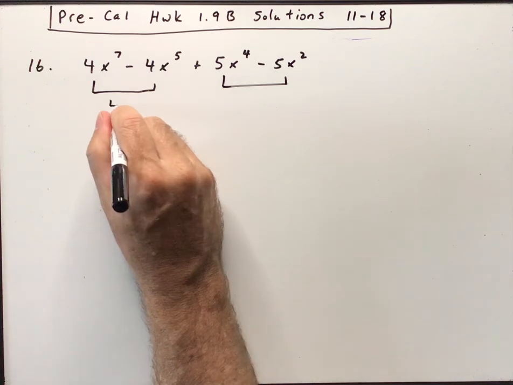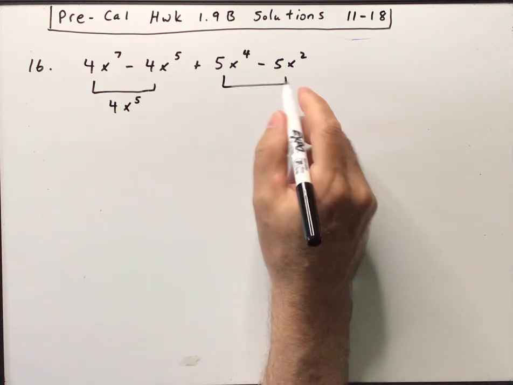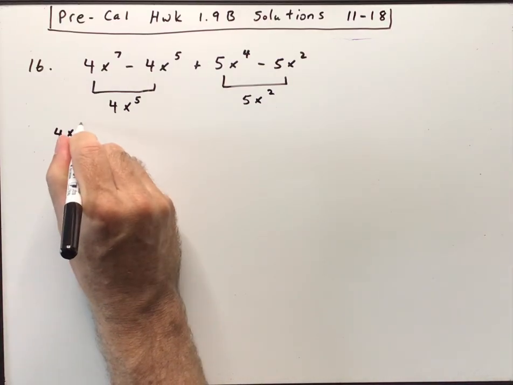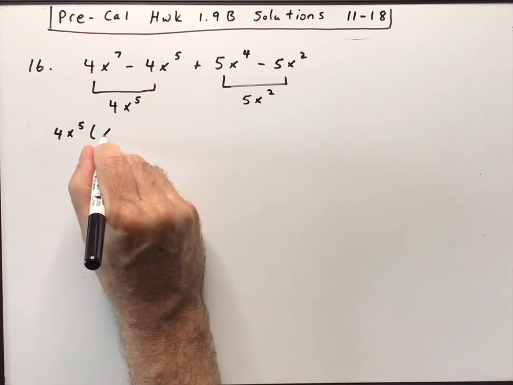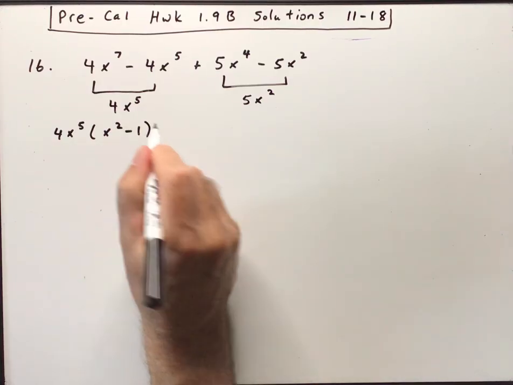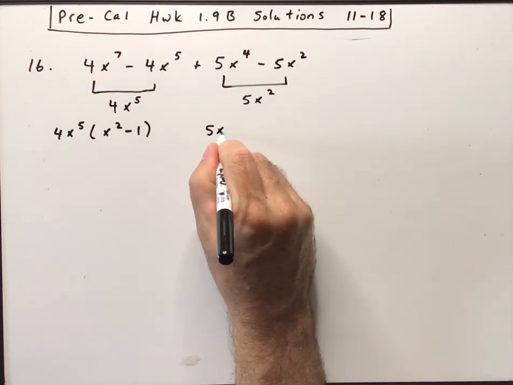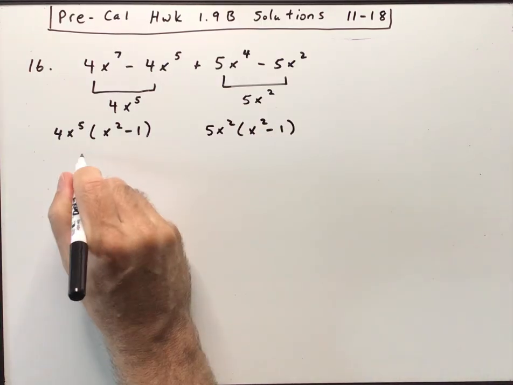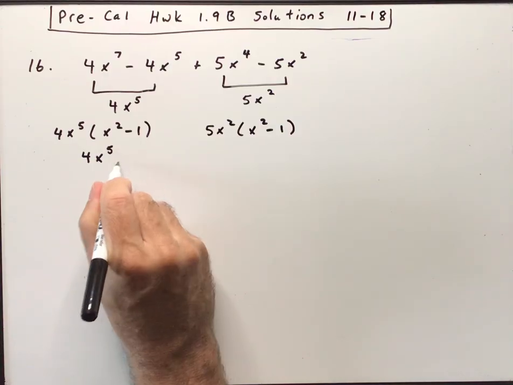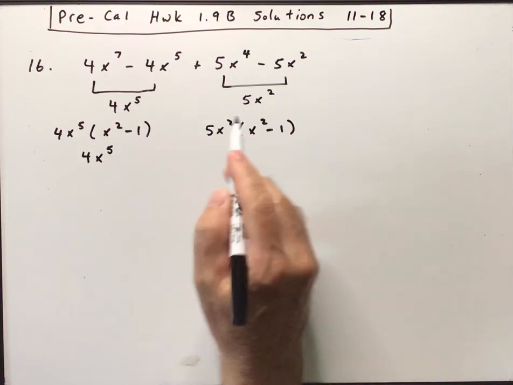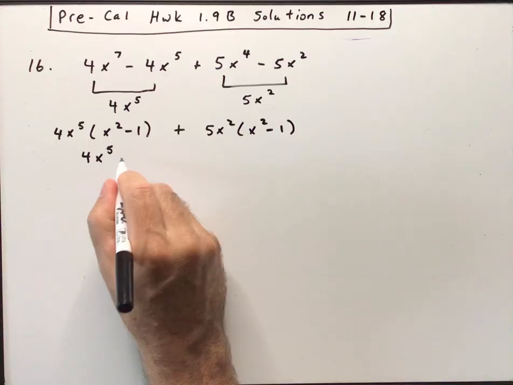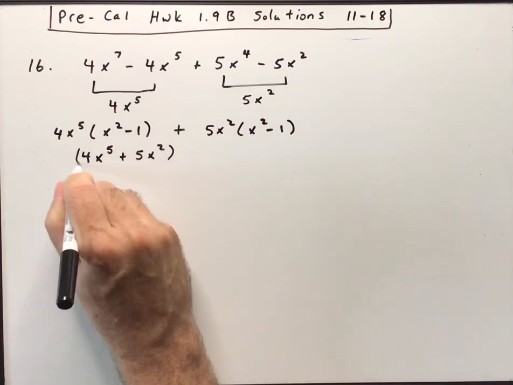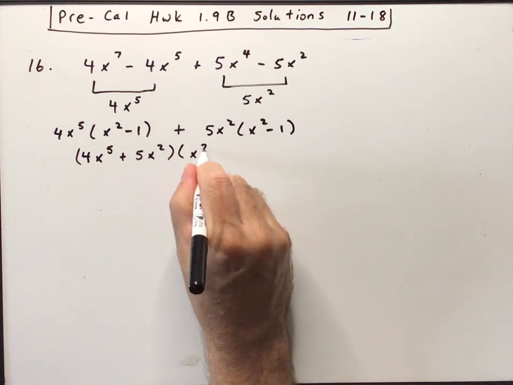So I could factor out a 4x to the fifth out of these two and a 5x squared out of these two. So 4x to the fifth out of those first two, and you're left with x squared minus 1. And then 5x squared, and it's going to be x squared minus 1. So putting those together, we have 4x to the fifth, and right here, in order to make it plus, we need a plus there. So 4x to the fifth plus 5x squared. Not quite done with that one. Times x squared minus 1.